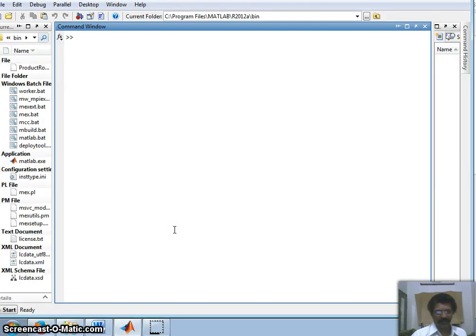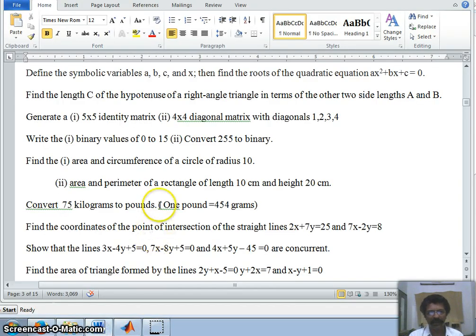Welcome back. Now we shall continue the basic arithmetic, the second part. Our next question is, define the symbolic variables a, b, c, x and find the roots of the quadratic equation ax square plus bx plus c equal to 0. You know that this is a second degree equation.